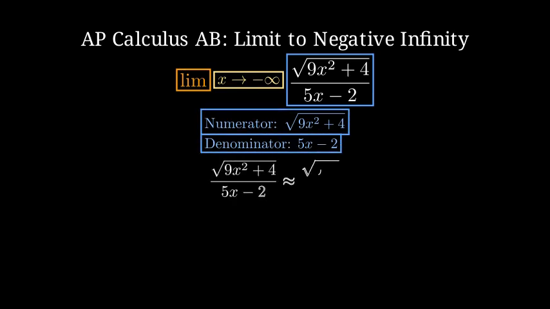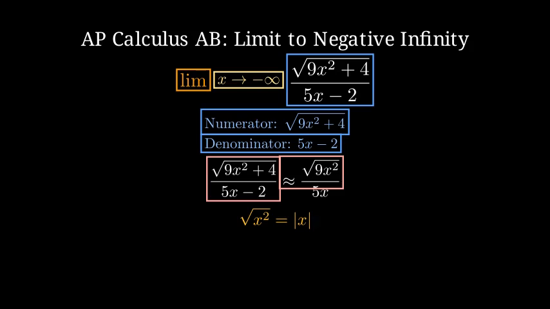As x goes to negative infinity, the biggest terms dominate. So, in the numerator, 9x squared dominates the plus 4. In the denominator, 5x dominates the minus 2. That means the expression behaves like square root of 9x squared over 5x.